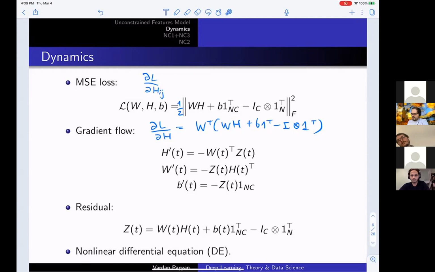Now, notice that this is a nonlinear differential equation. Why is it a nonlinear differential equation? Does anyone know? Are there differential equation experts in the crowd? I bet there are. Because you have products of the variables. Yes, exactly. You have here W multiplying H, and this thing is going to multiply by W or by H again. So it's a very nonlinear differential equation.